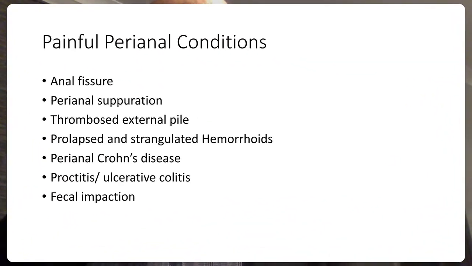Now, before we go on to talk about anal fissure, I need you to be aware of the possible causes of perianal pain. So the painful perianal conditions, there are a few of them, but on top of the list is anal fissure, the most common, followed by perianal sepsis, such as a perianal abscess, a rectal abscess, and the fistulas that could follow on these. There is a problem called thrombosed external pile.